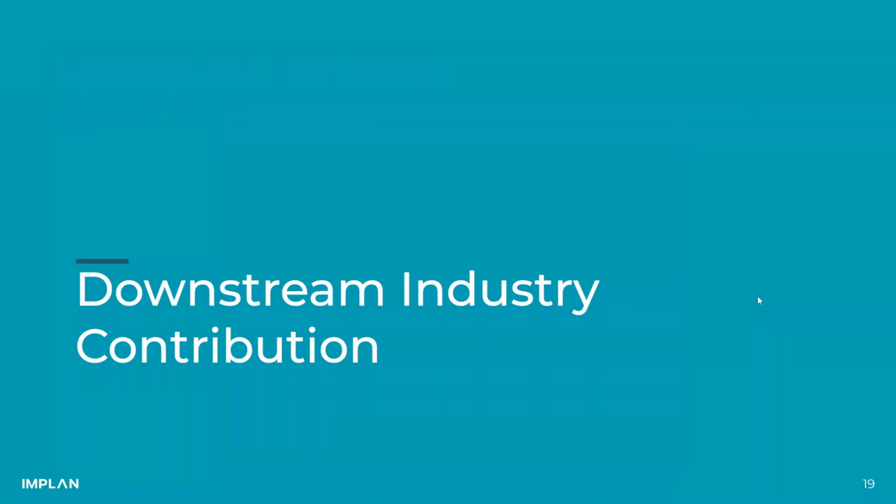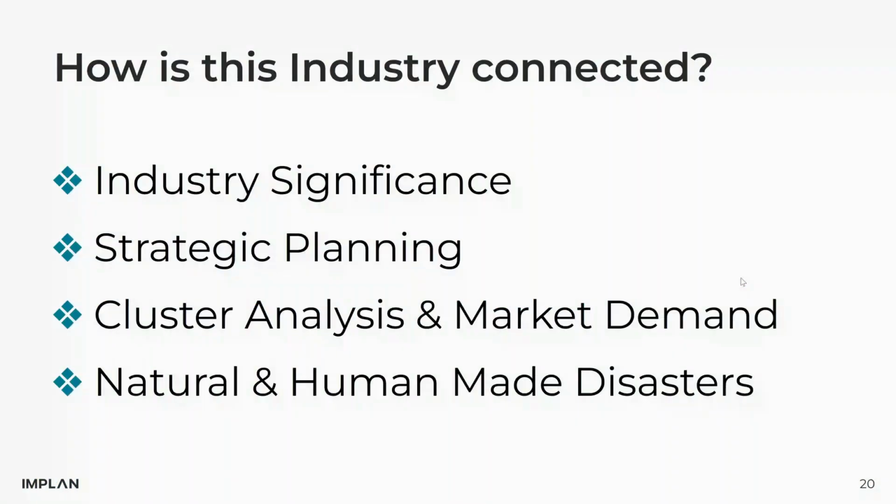Moving on to our other guide, this is going to be the Downstream Industry Contribution Guide. And this guide is going to help us answer the question, how is this industry connected? What is the significance of the industry? Why does it matter? Every industry is important in different regions. There are different industries that are dominant. Maybe we're looking at strategic planning, cluster analysis, market demand, anything that's missing, a kind of gap analysis in terms of a supply chain, things like that.